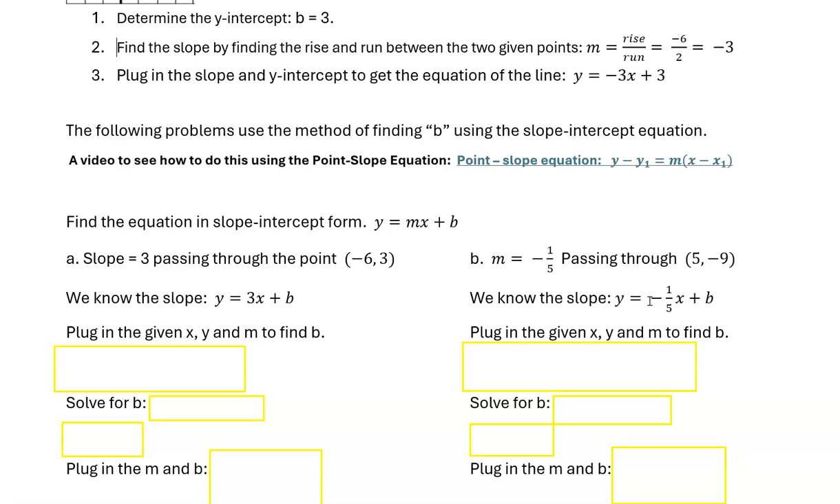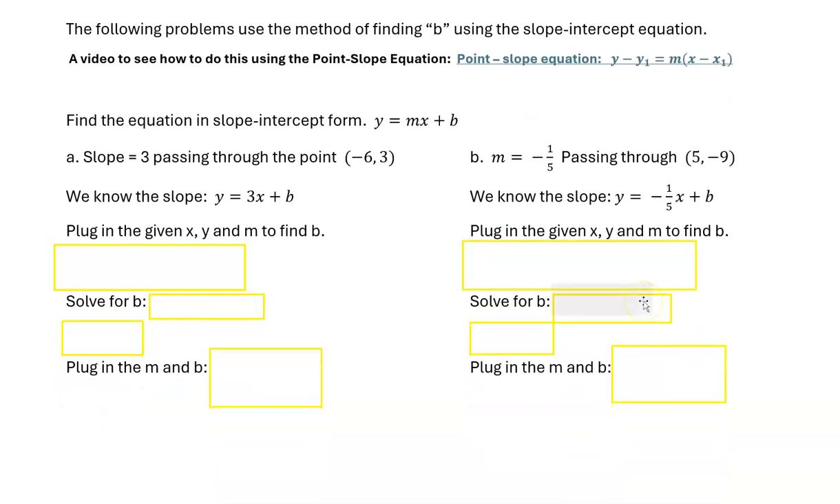All right, so then going on to the next examples, we're given a slope and we're given a point. If you're given a slope and a point, you already know the slope. So if you look at y equals mx plus b, we have y equals 3x plus b in this case because they told us the slope was 3. So we're going to plug in the given x, which is -6, the given y, which is 3, and the slope, which is also 3, to find b.